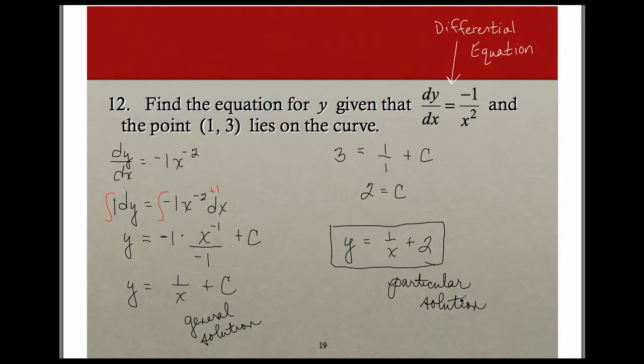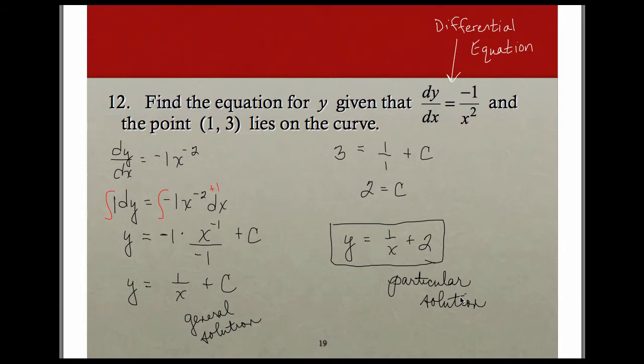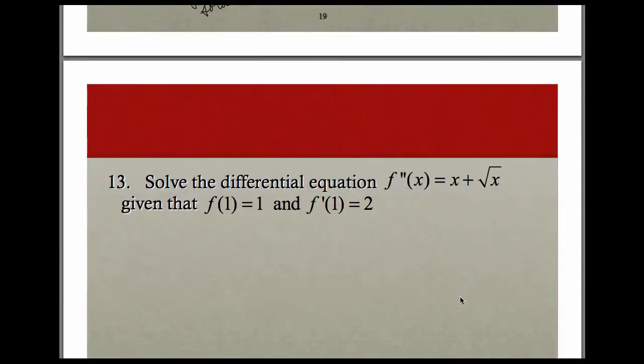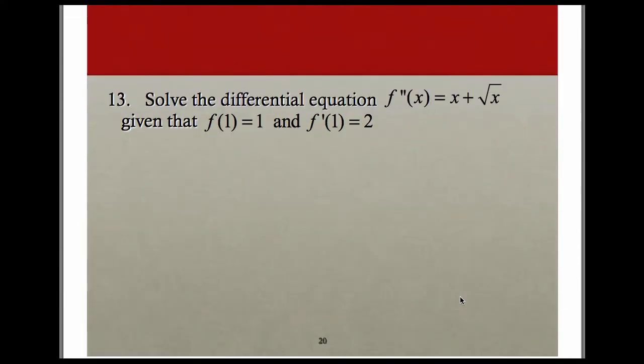So we only have one more, and that's it. So hopefully this is making sense for you. All right, so solve the differential equation. The second derivative of x is equal to x plus square root of x. And notice how you're now given 2 bits of information. You're given f of 1 equals 1, so that's of course pertaining to the original function. You're also told f prime of 1 is equal to 2, of course referring to the first derivative.